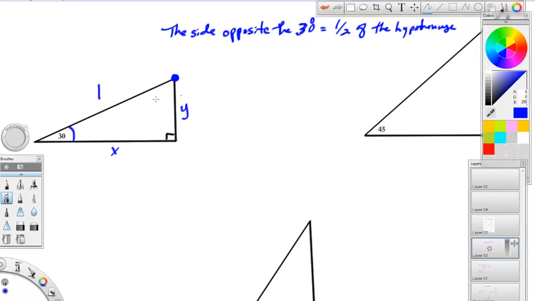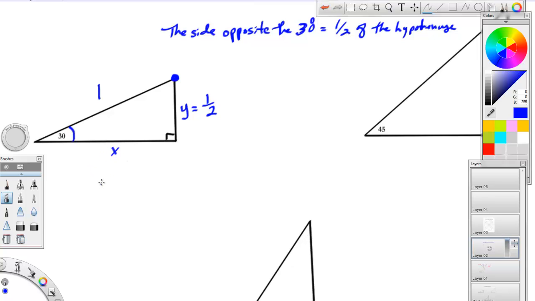So if the side opposite the 30 is half as long as the hypotenuse, then what would y equal? What's half of 1? 0.5, which is 1/2. We're going to call this 1/2. Now, that's just a math fact. You can experiment with that: make any 30-degree angle and try to solve it. Make your hypotenuse anything. If the hypotenuse was 14 units long, this would be 7. That works every time.